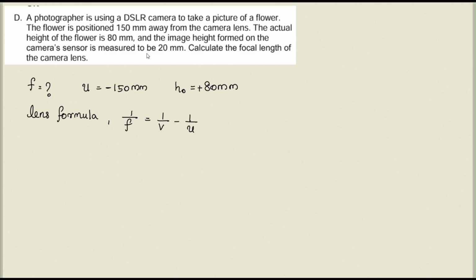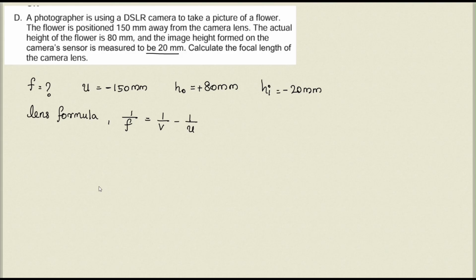Now one more quantity is given. Yes, 20 millimeter. What is it? The image height formed on the camera lens HI is given as 20 millimeter. So applying the sign convention, we have seen that the image formed was real and inverted. If it is inverted image, we have to take height of the image as negative because we will take measurements below the principal axis. So as it is below the principal axis, the measurements below the principal axis is negative. We take it as negative.